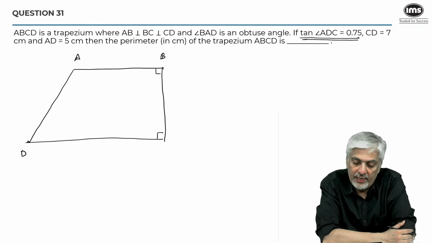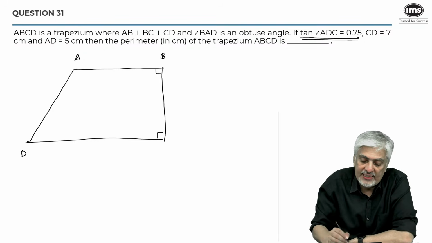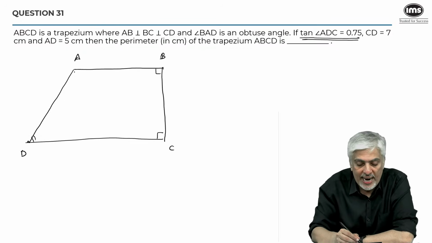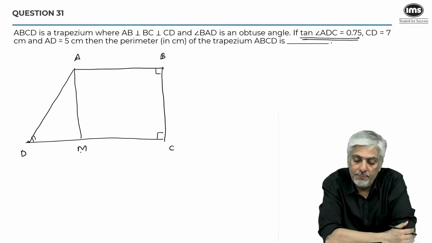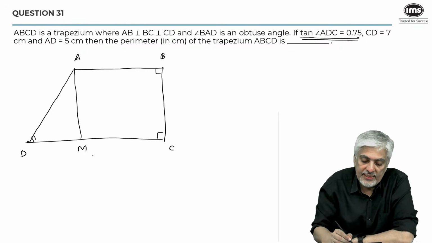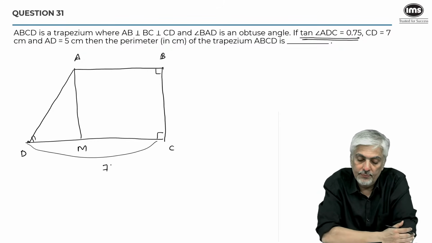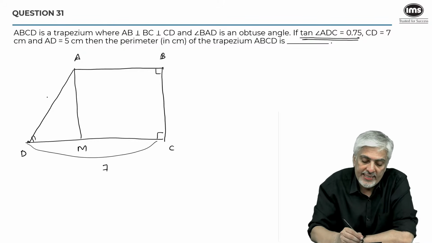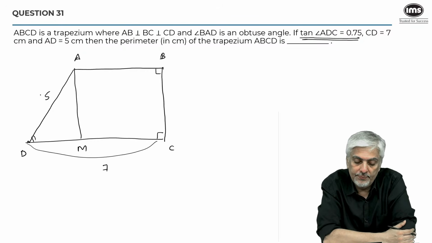We got that. Tan of angle ADC was given, so I had to draw the triangle; the construction was necessary. Let's call this AM. CD in full is 7 and AD is 5. Then what is the perimeter?